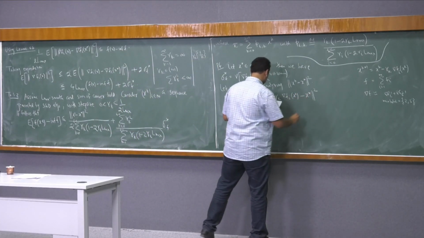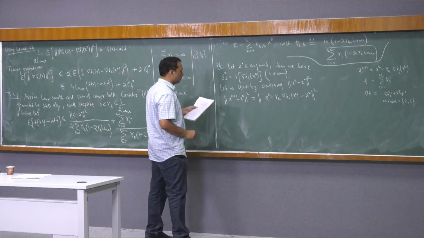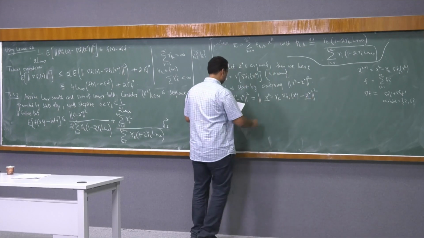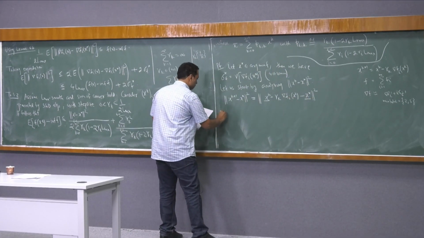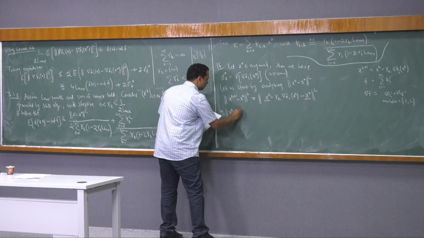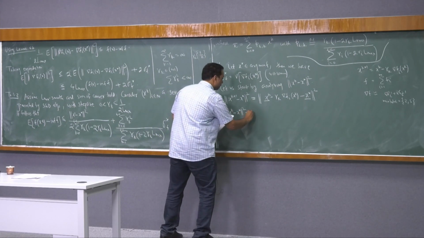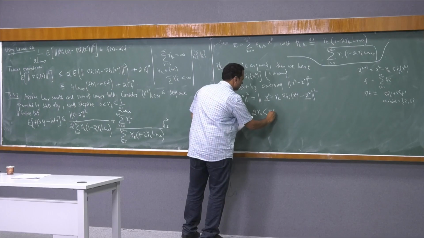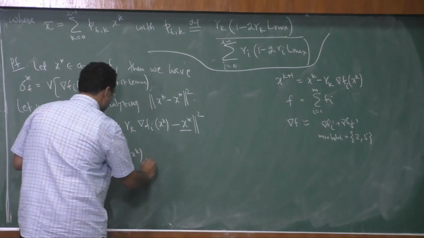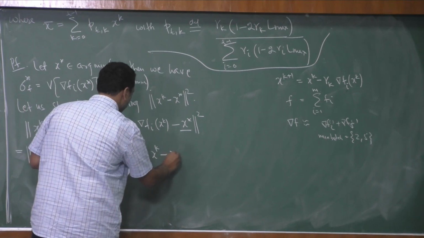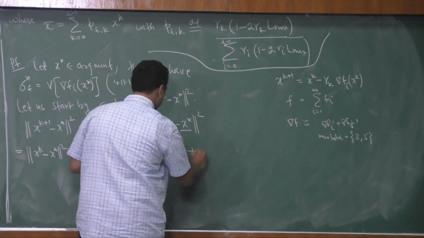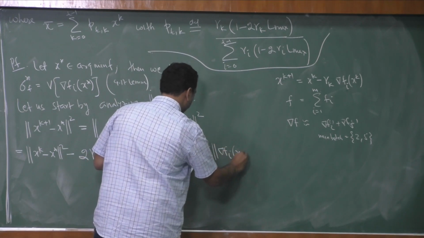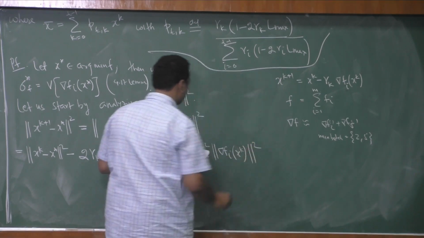So we will do the (a plus b) whole square, and in this case x_k minus x star will be our a, and the second term will be b. Squaring this, we have norm of x_k minus x star whole square, minus 2ab term, so this is minus 2 gamma_k inner product of grad f_i(x_k) comma x_k minus x star, plus gamma_k squared norm of gradient of f_i(x_k) squared.